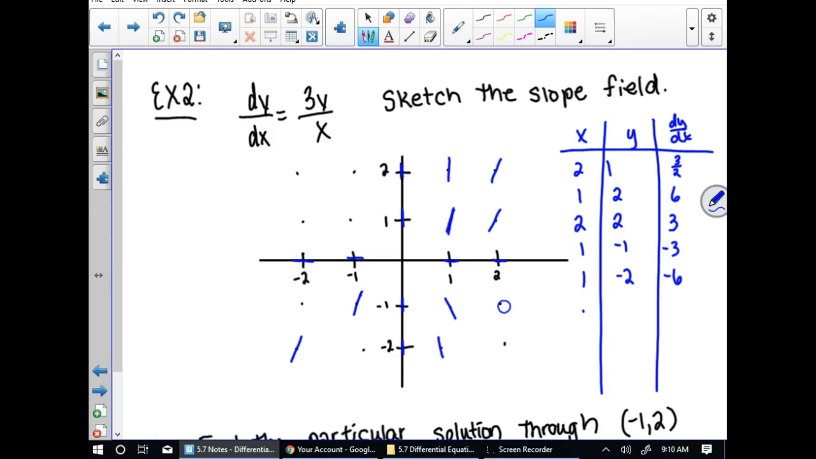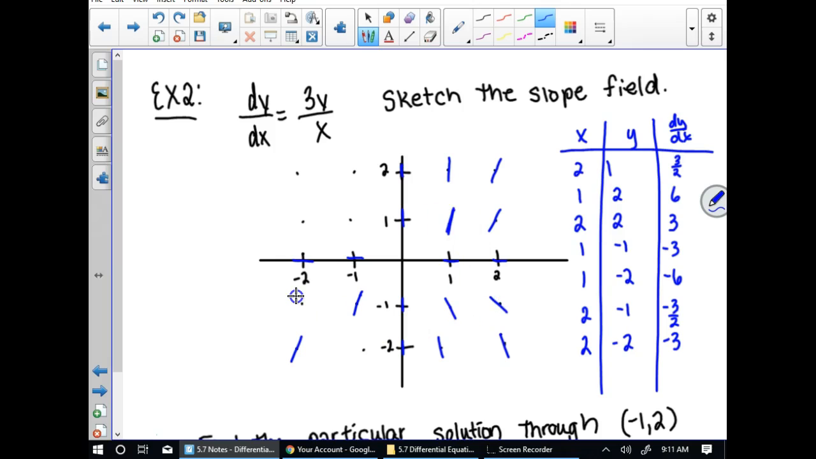And then I'll have 2, negative 1, so 2, negative 1 will give me negative 3 halves. Oh, it's less steep than that one. And 2, negative 2 is going to give me negative 3.